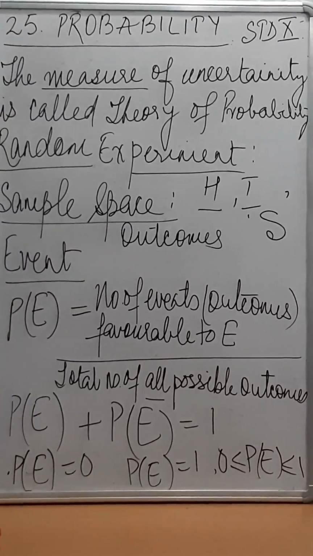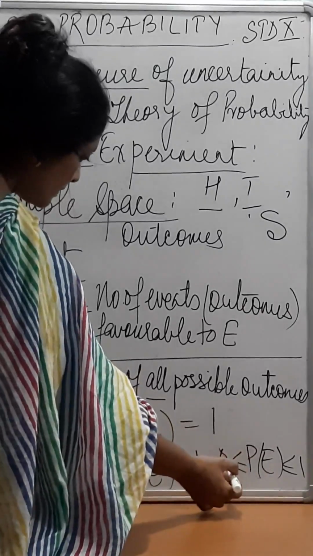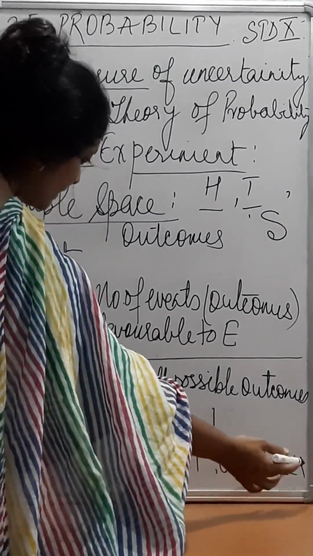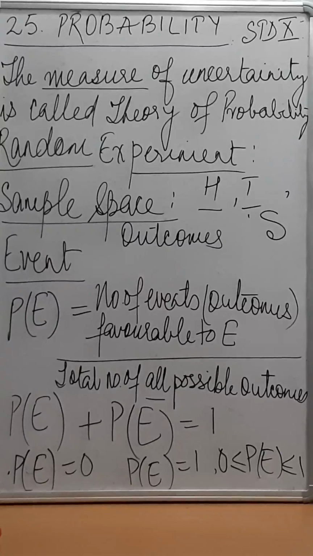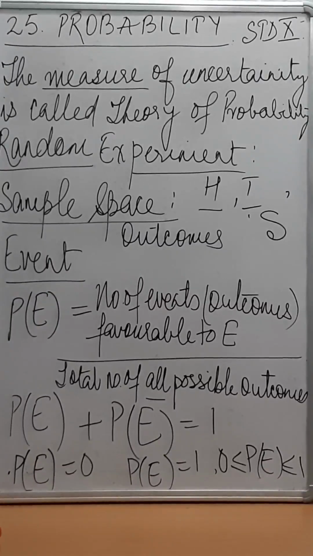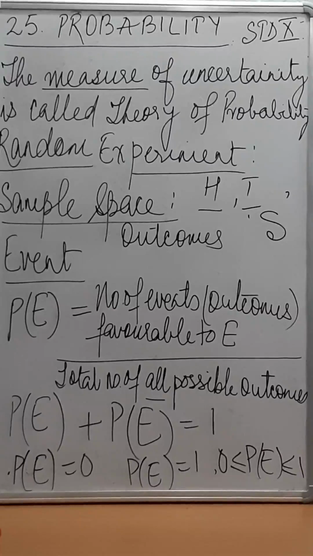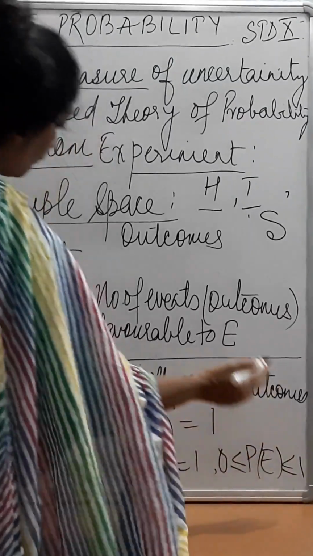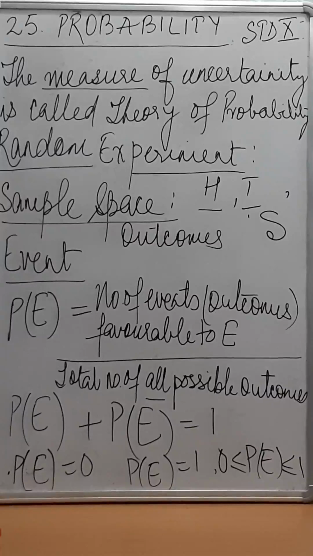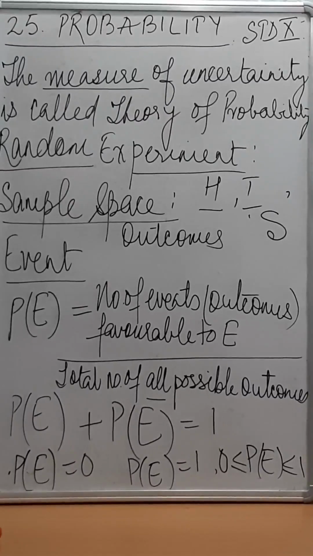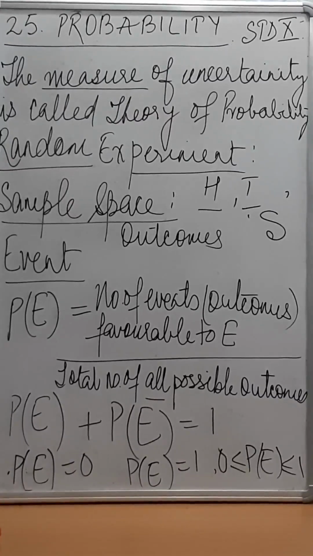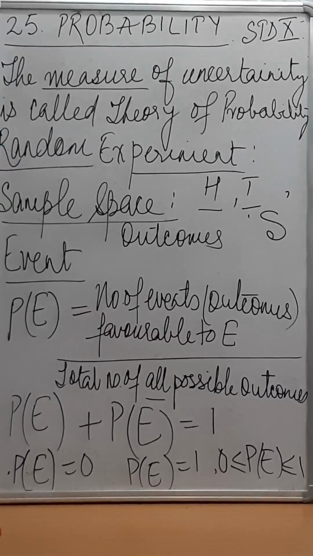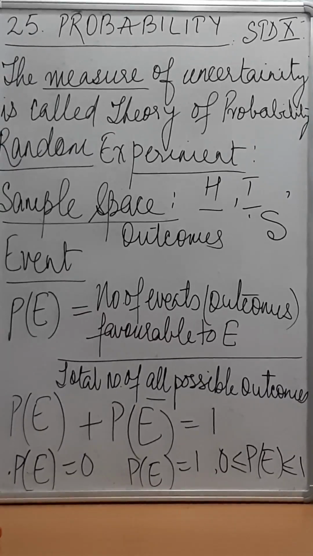So the probability of an event always lies between 0 and 1. Minimum value 0, in which case it is considered an impossible event, and its maximum value will be 1, which is termed a sure event. The rest of the values will always lie between 0 and 1, that is the proper fractions between 0 and 1, such as 1 by 2, 1 by 3, 9 by 10 and so on. With this we can start exercise 25A.